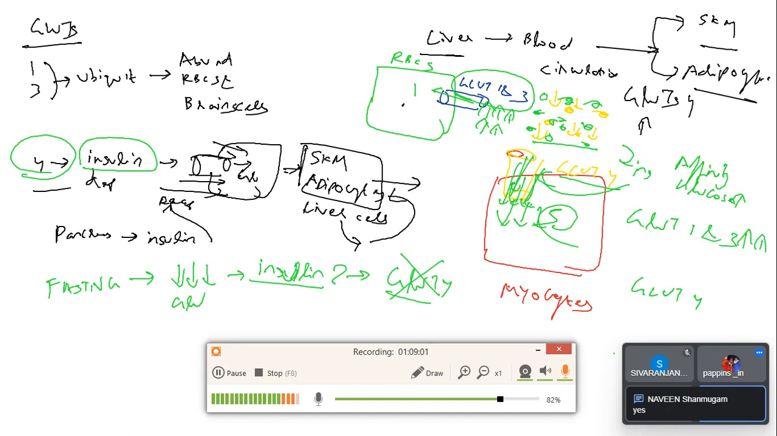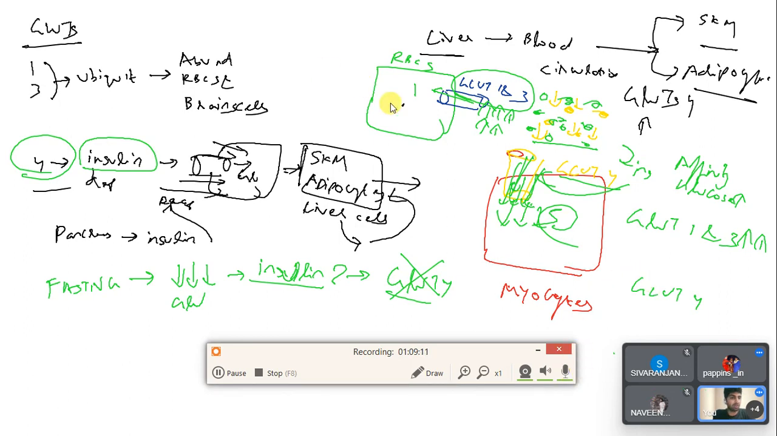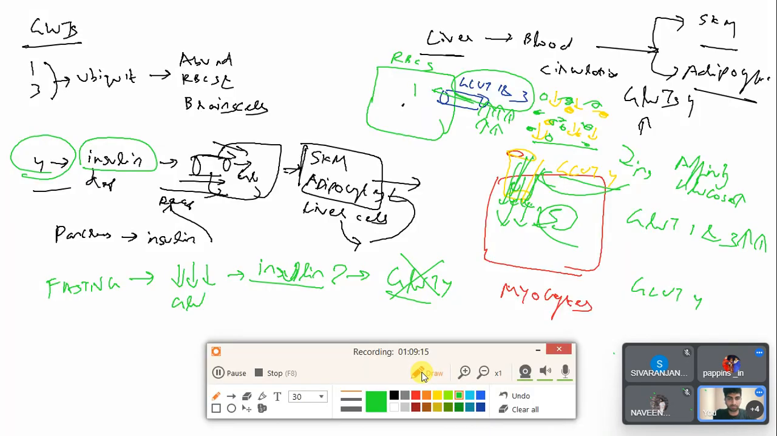Okay, so we were saying that GLUT4 takes a lot of glucose in, but the affinity of GLUT1 and 3 is very high. Now what does that mean? What does affinity mean?